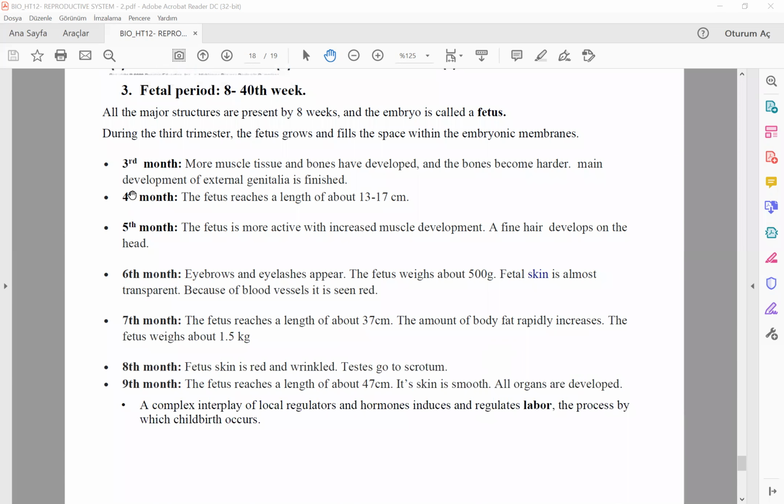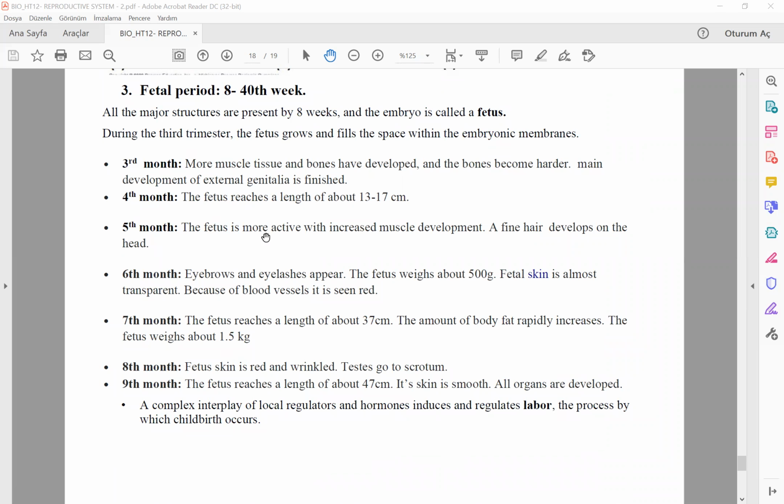Okay, what happens in general in the third, fourth, fifth, sixth, seventh, eighth, and ninth month? First, in the third month, more muscle tissue and bones have developed and bones become harder. Main development of external genitalia is finished. We can understand the sex of the fetus in the third month. In the fourth month, the fetus reaches a length of about 13 to 17 centimeters.